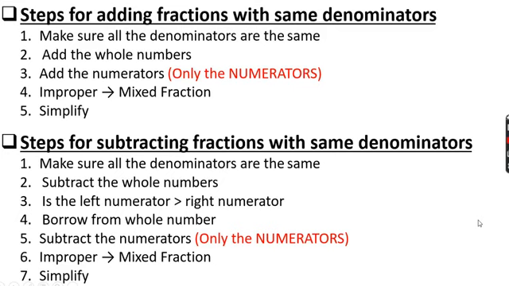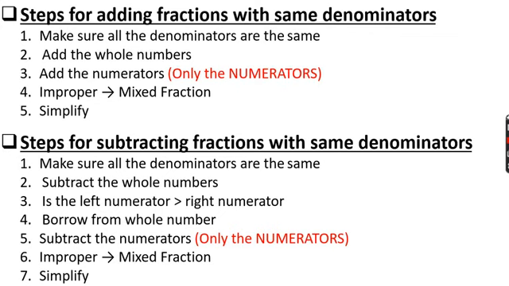Steps for adding fractions with same denominators. Step 1, make sure all the denominators are the same. Step 2, add the whole numbers. Step 3, add the numerators, only the numerators. Step 4, if you have an improper fraction, you need to change this into a mixed fraction. And step 5, simplify your answer.